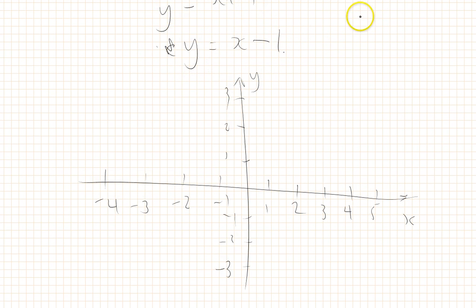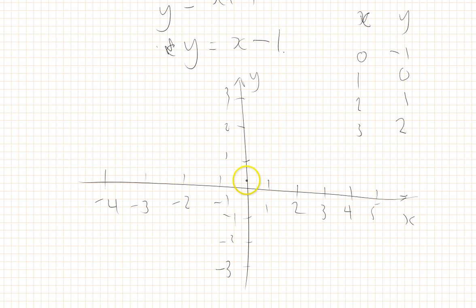So what I'm going to do is do a table of x and y. 0, 1, 2, 3. And if y equals x minus 1, that's minus 1. 1 minus 1 is 0. 2 minus 1 is 1. 3 minus 1 is 2, and so forth.